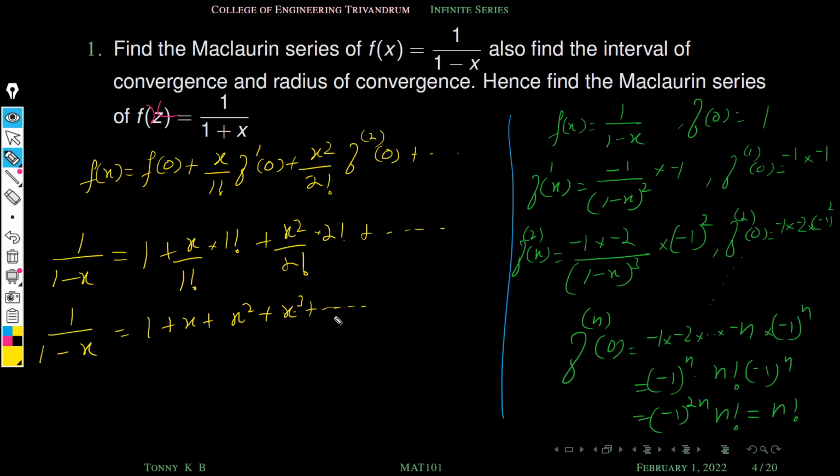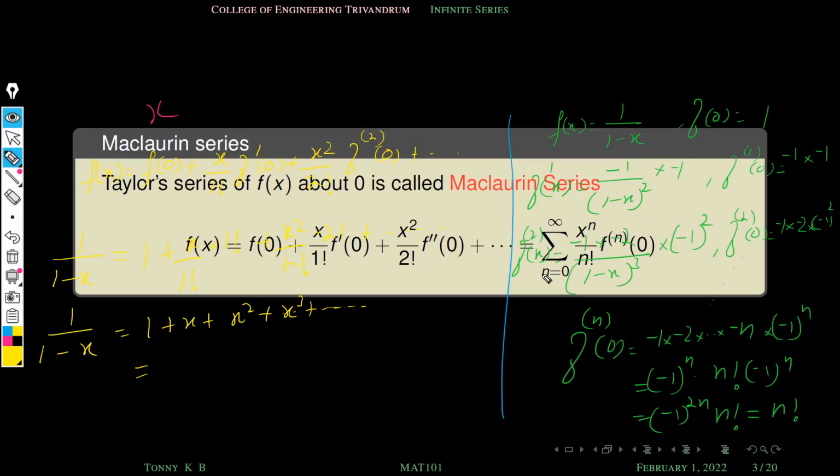So this is the series expansion. This is a Maclaurin series expansion of 1 by 1 minus x: 1 plus x plus x square plus etc. Or we can use the compact form. In compact form, this is sigma n equal to 0 to infinity x raised to n by n factorial into fn of 0. In general, we know for this problem what fn of 0 is. That is n factorial. That is equal to sigma n equal to 0 to infinity.